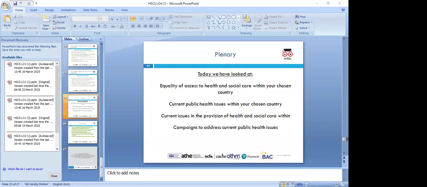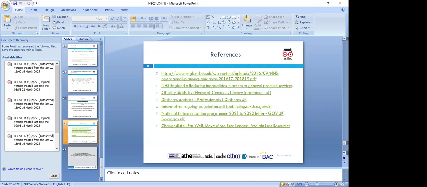Okay, so I want us to take key notes of that. In the student model, you're going to see a lot of references from NHS England, obesity statistics, diabetes statistics, the future of an aging population, the national flu immunization programs, the Change4Life campaign, which you are aware of, and other relevant information. Don't forget that references are very key. Should you get any information from any of this, you need to reference it, because the information is not your own.